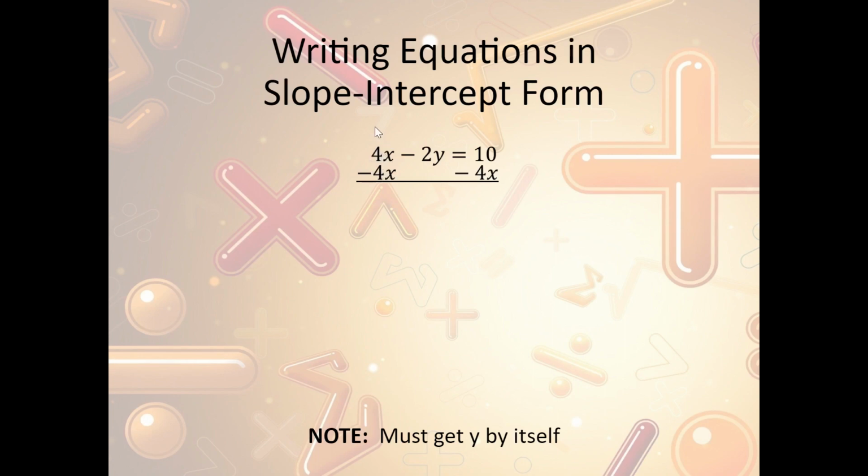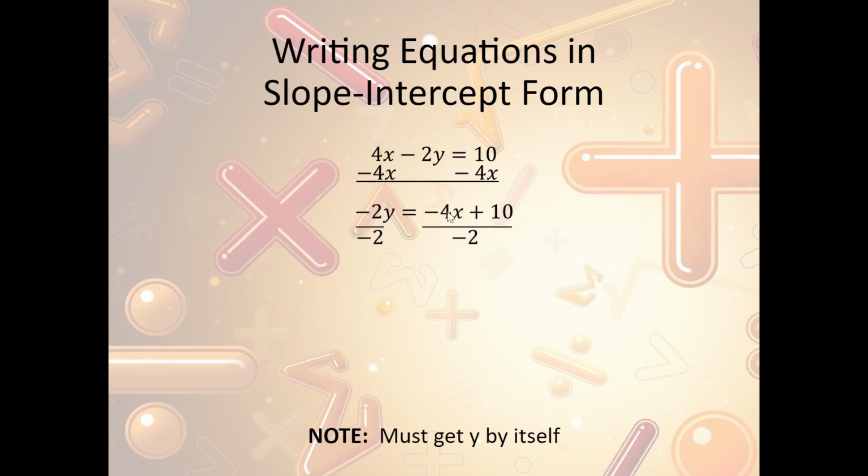Well, 4x minus 4x is 0, so that's gone. So now I'm left with 10 and negative 4x over here. So I'm going to rewrite this as negative 2y is equal to negative 4x plus 10. Now I'm going to get rid of whatever's over here with the y. Well, I got a negative 2 over here, and it's being multiplied by y. So I'm going to undo that by dividing. So I'm going to divide both sides by negative 2. That gets rid of this because negative 2 divided by negative 2 is 1. So it's just 1y. So that's what I want, just y.